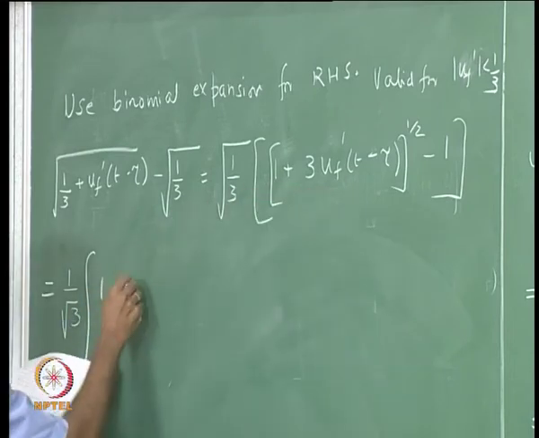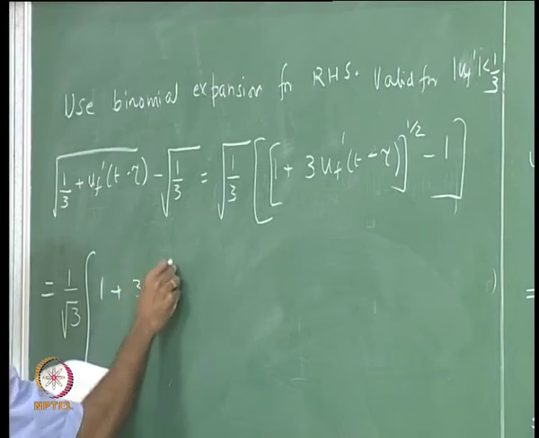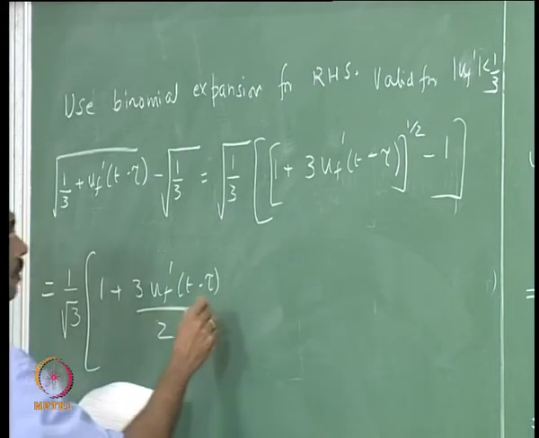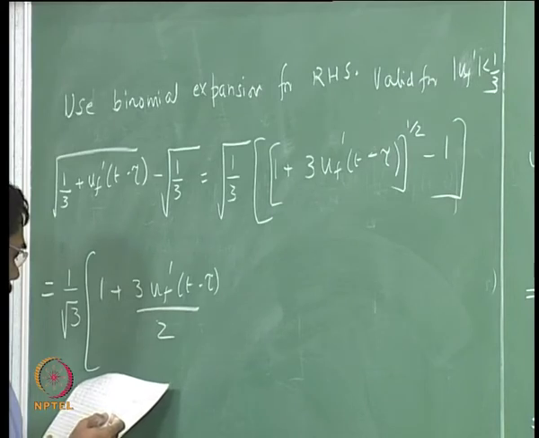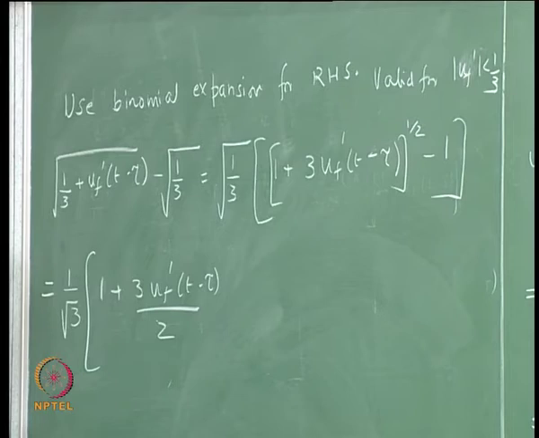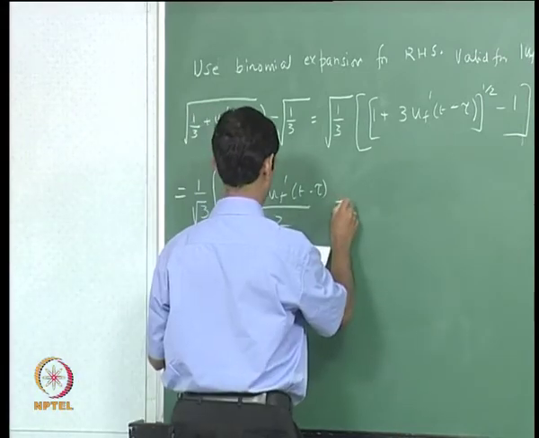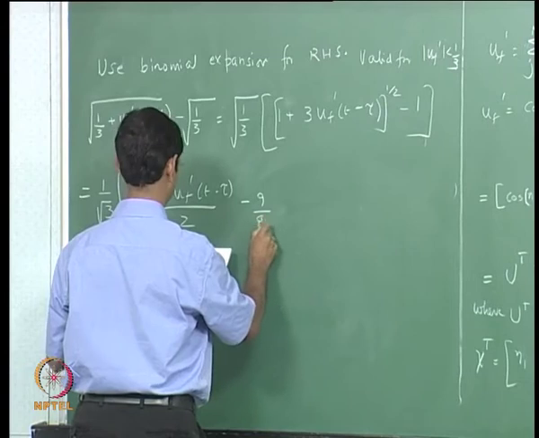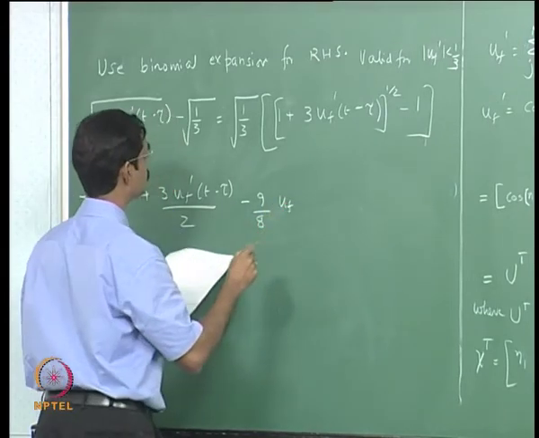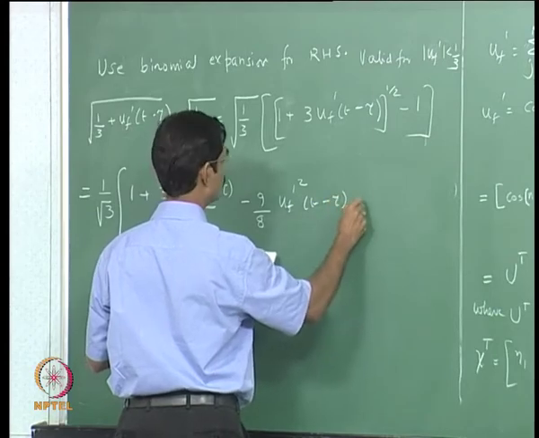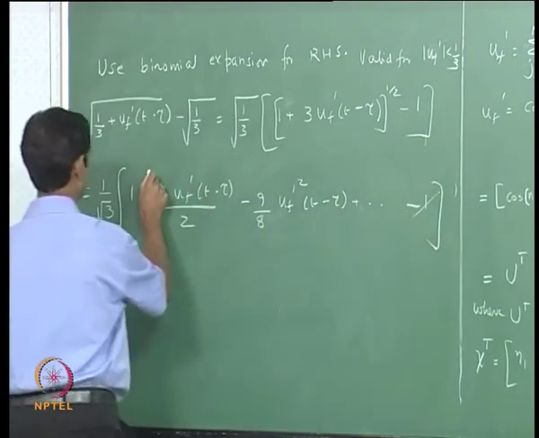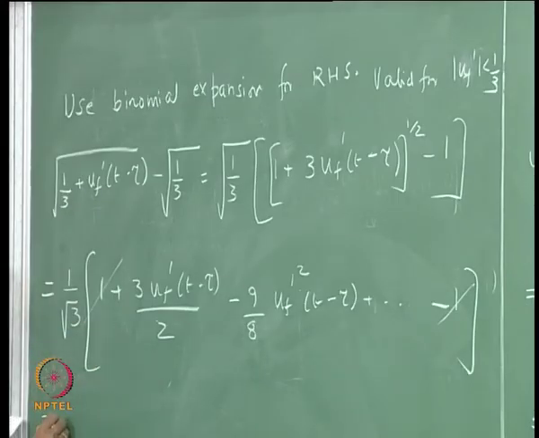So we expand this term, so we will get 1 plus 3 uf prime times t minus tau divided by 2, and the next term would be, what is the expansion of 1 plus x power half. So the next term will be minus, half minus 1 will give minus, 9 over 8. So you can cancel this one and this one, and now you can simplify it by taking it out.